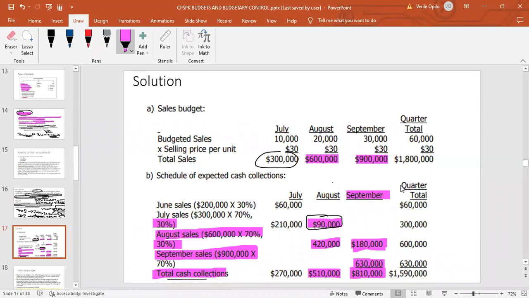So therefore, we can now get the totals for the quarter. What we're just going to be adding is the figures for each month. So we'll have here the 60,000 from the June sales, and then 210,000 plus 90,000, that should give us the July sales cash collections. That should give us 300,000.